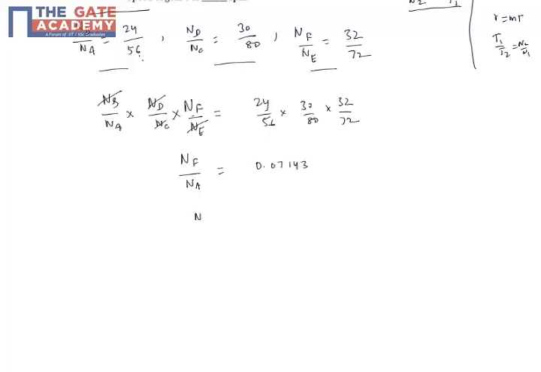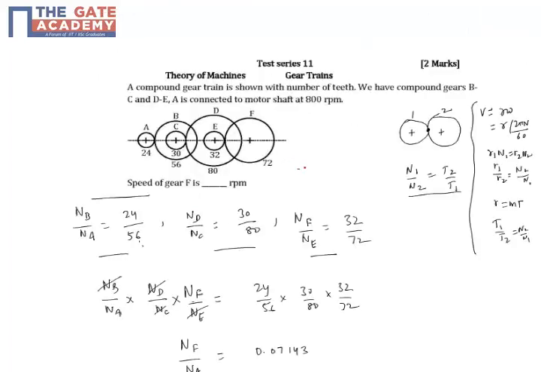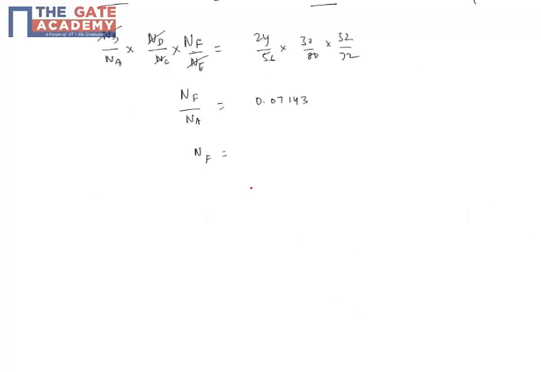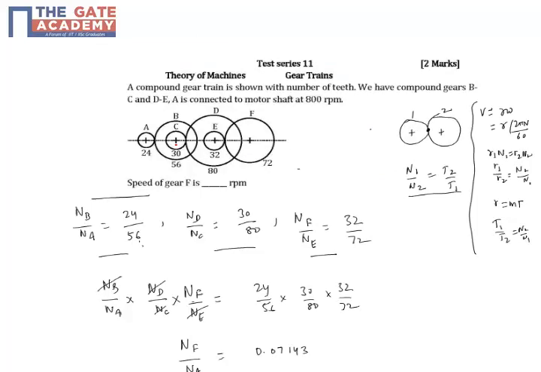That comes out to 0.07143. So when you have a chain of shafts like this with compound gears, if you know the speed of A, you can find out the speed of F, provided that you know the number of teeth on all the gears. So that is what is said here. A is 800 rpm, multiplied by 0.07143, which comes to about 57 rpm. So you can bring a reduction from 800 to 57 rpm by using this gear train. So 57 is the answer. Thank you.